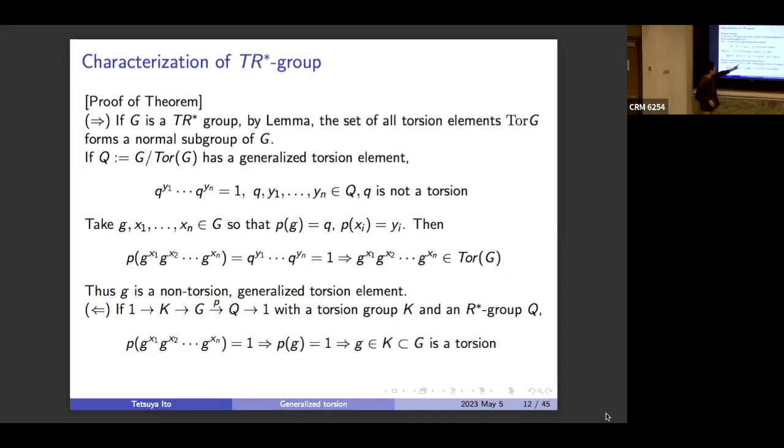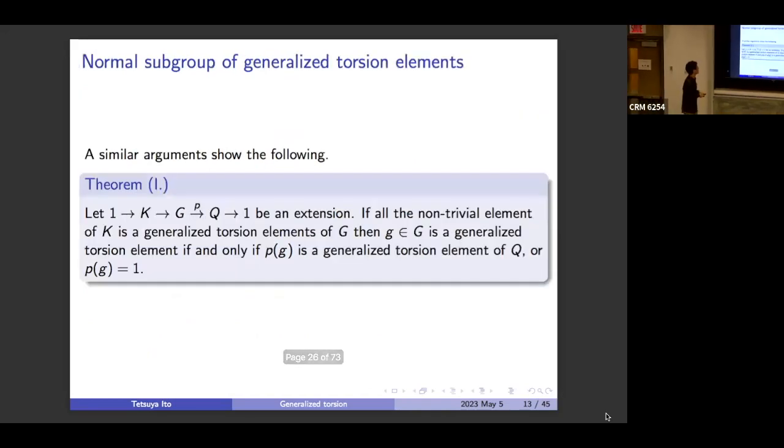The other direction is also easy to prove. Just take a torsion by R star group and assume that g has a generalized torsion element. By taking the image by p, p(g) is 1 because Q has no generalized torsion element. This means that g is in K, but K is a torsion group, so the generalized torsion element is always torsion.